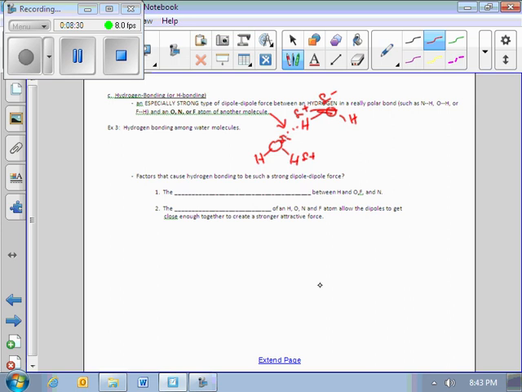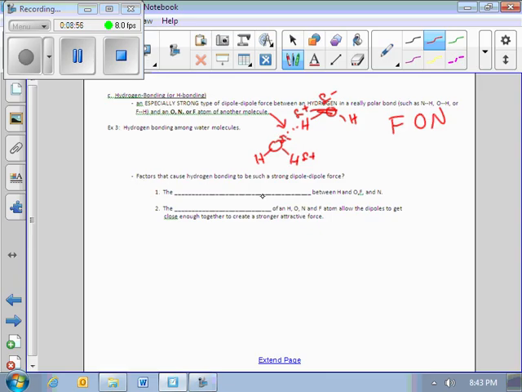Okay? So really, it's the exact same thing as dipole-dipole. The only difference is that it only occurs when you have what I call the FON trio: fluorine bonded to hydrogen, oxygen bonded to hydrogen, or nitrogen bonded to hydrogen. If you see that in a molecule, then that molecule can exhibit hydrogen bonding. Okay? So let's summarize.